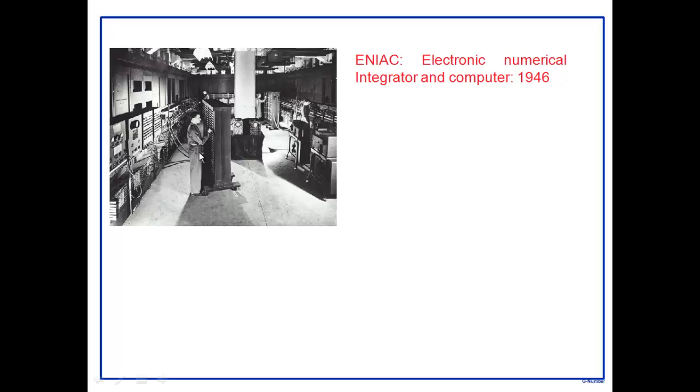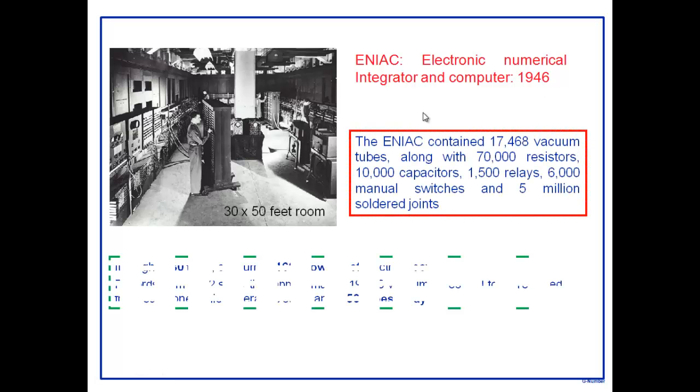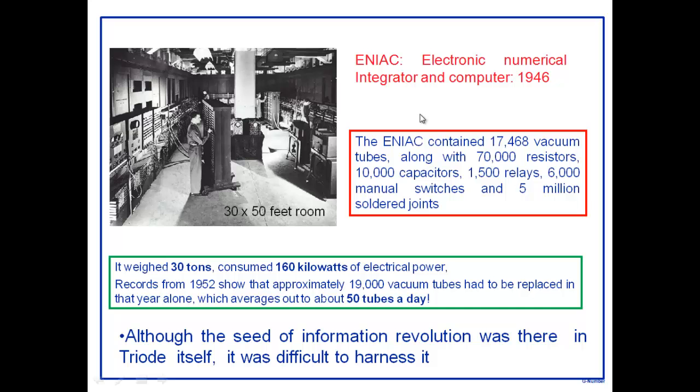And this is an example of what people could do with a triode. This is an example of a computer, the 1946 ENIAC, and you can read the details of it later on. The peak of vacuum tubes was when you could integrate about 17,000 vacuum tubes, 70,000 resistors, capacitors, and all of that, and 5 million soldered joints. But look at these things also: 30 tons. You can see that it occupied the entire room, 30 tons, 160 kilowatts of power.